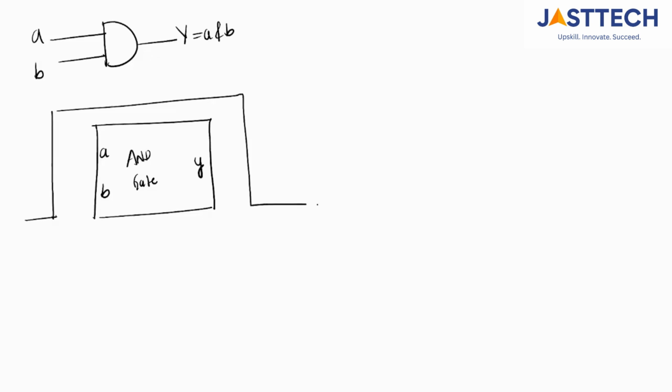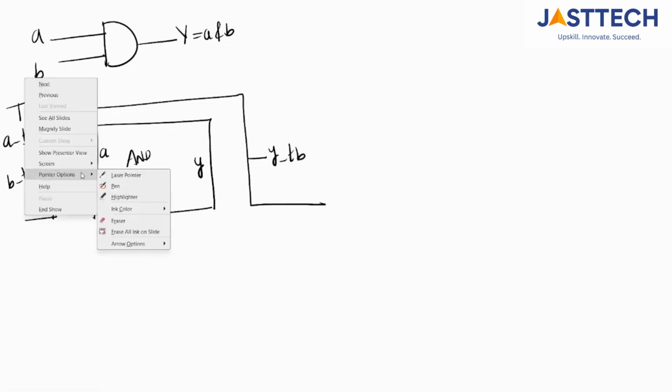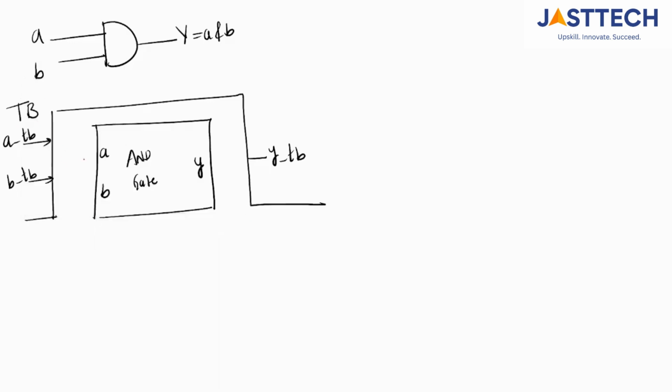For this design, you are writing the test bench. For the test bench also you have some inputs. Let us take A underscore TB and B underscore TB, and the output is Y underscore TB. So for the inputs for the design, you need to consider these as net data type.